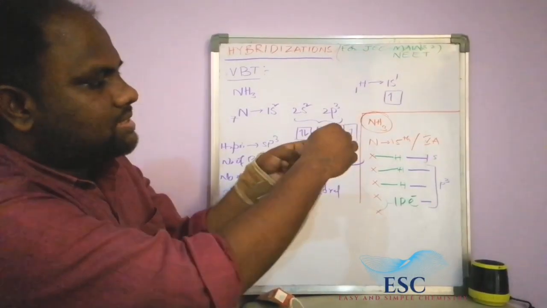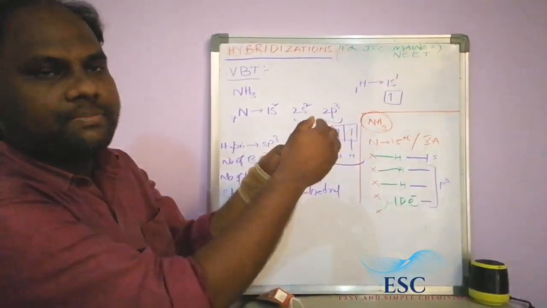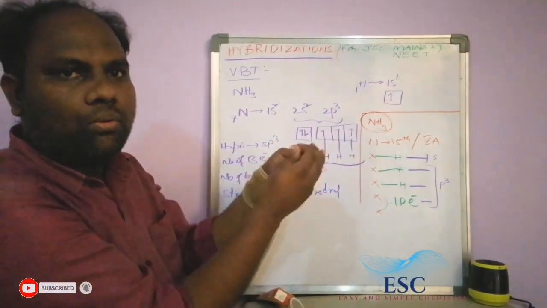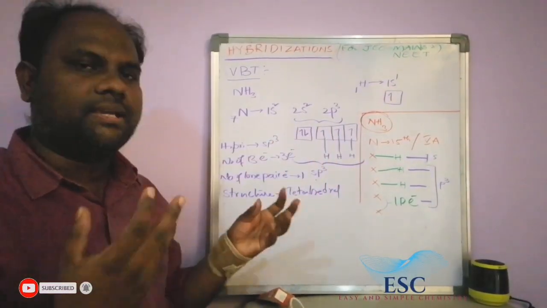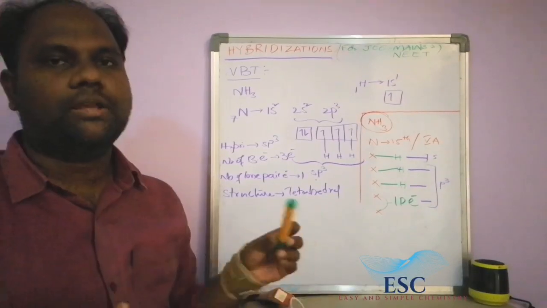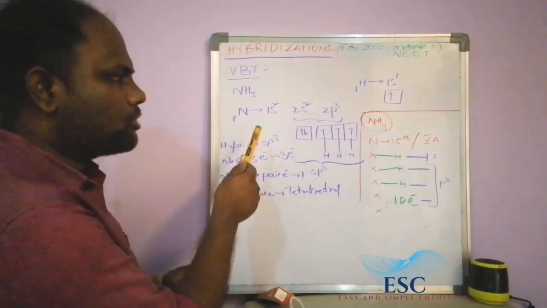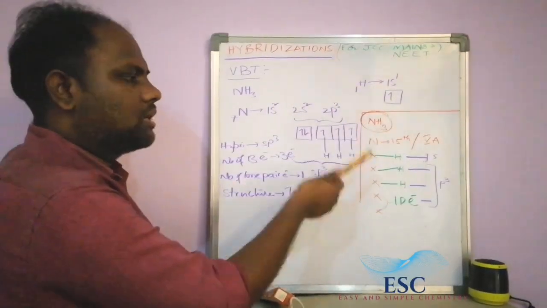If 2 lines, it means 1s 1p, sp hybridization. If 3 lines, it means sp2 hybridization. So that is how hybridization is easily explained with a shortcut method. Now let us compare both the actual way and the shortcut way.